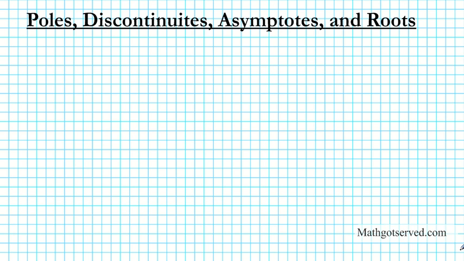Good day, students. In this clip, we're going to be going over two examples on how to find poles, discontinuities, asymptotes, and roots of rational expressions, okay? In this video, I'm going to be doing just the vertical asymptote, and in the subsequent clip, I'll go over how to find the horizontal asymptote, okay?